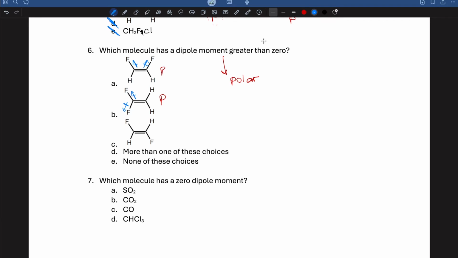The third example, these carbon-fluorine bonds go away from each other, and so these two do cancel each other out. Again, like in the previous problem, they do cancel each other out, so this one is nonpolar. However, we do have an answer choice for more than one of these choices, so it's going to be A and B, or both have a dipole moment greater than 0.